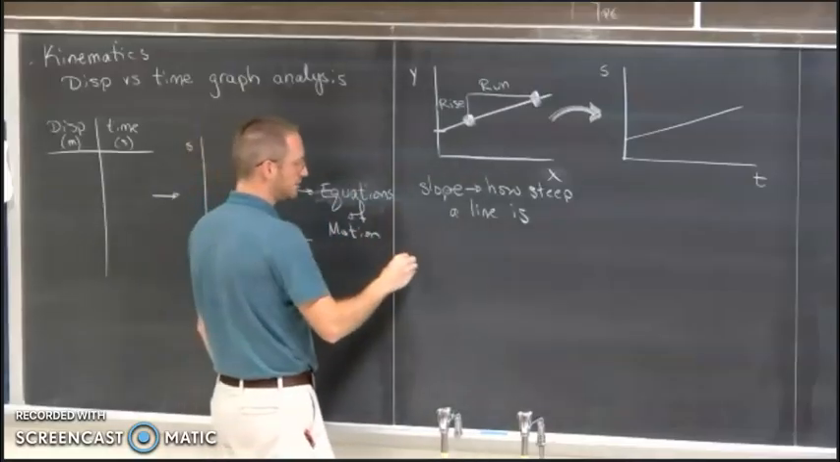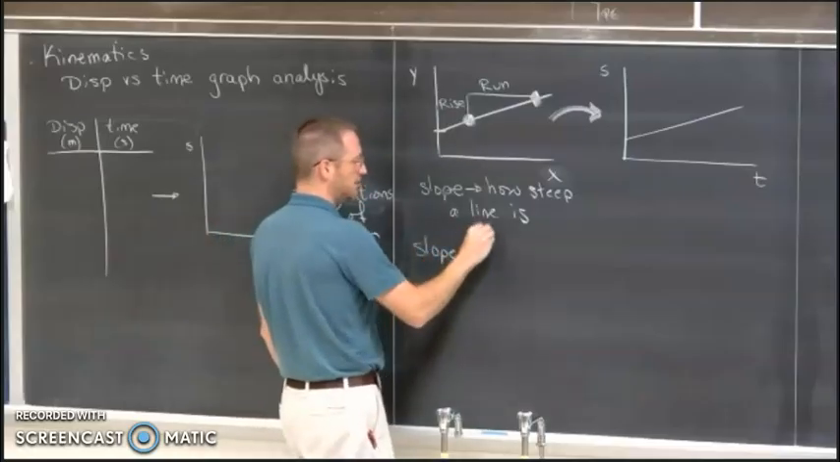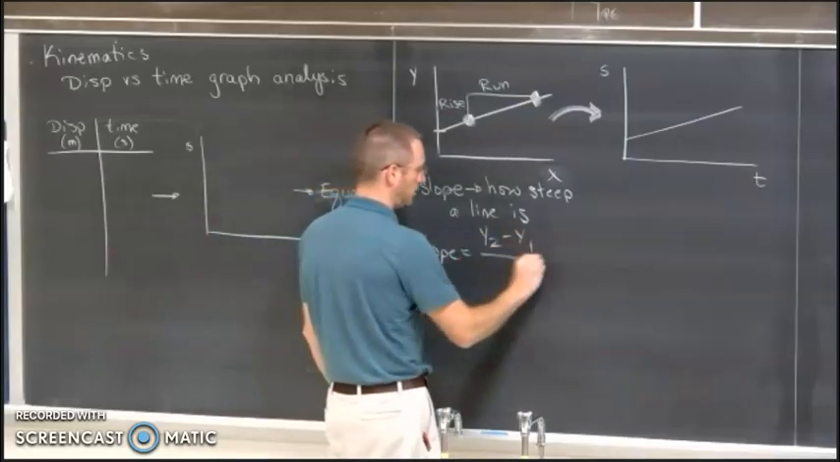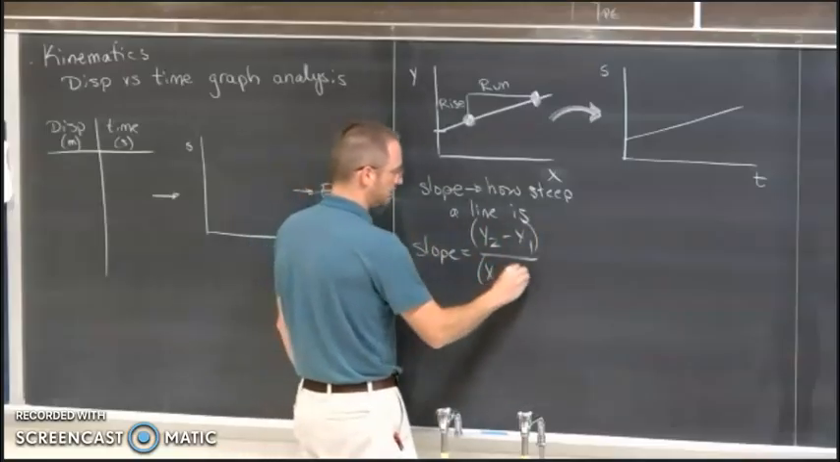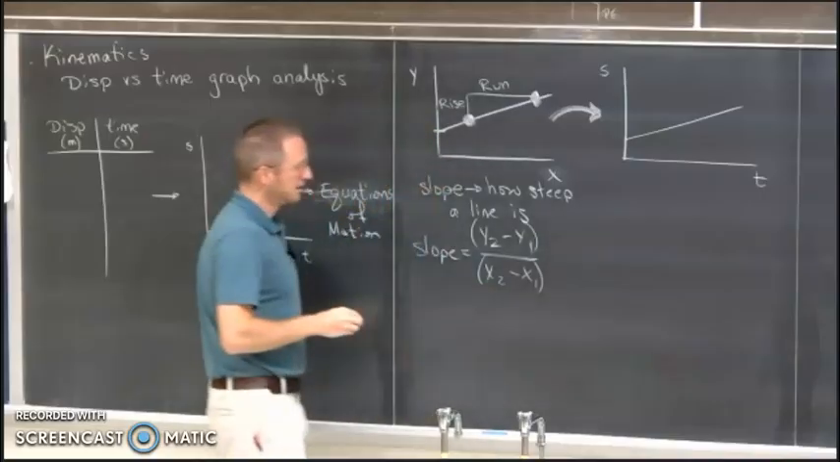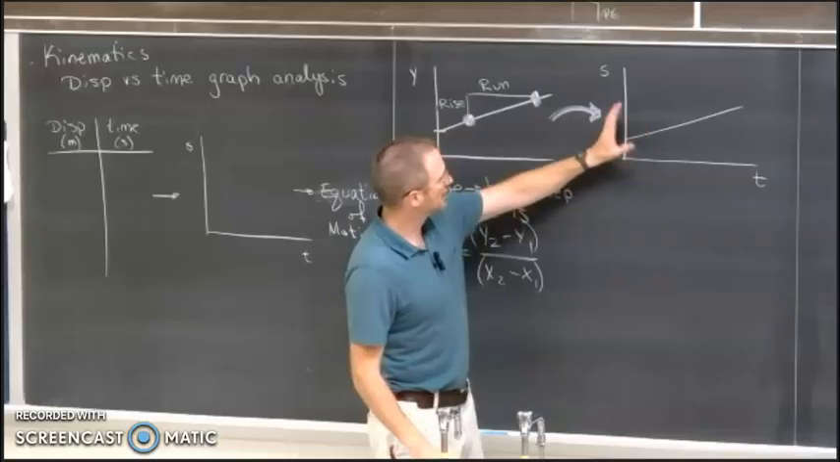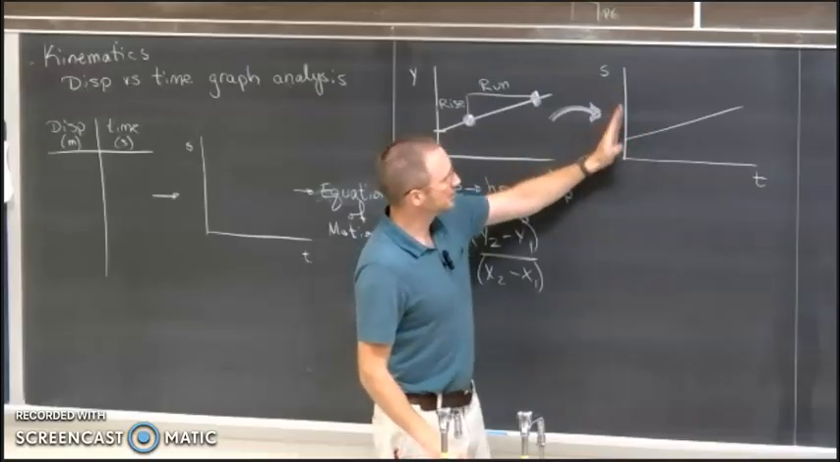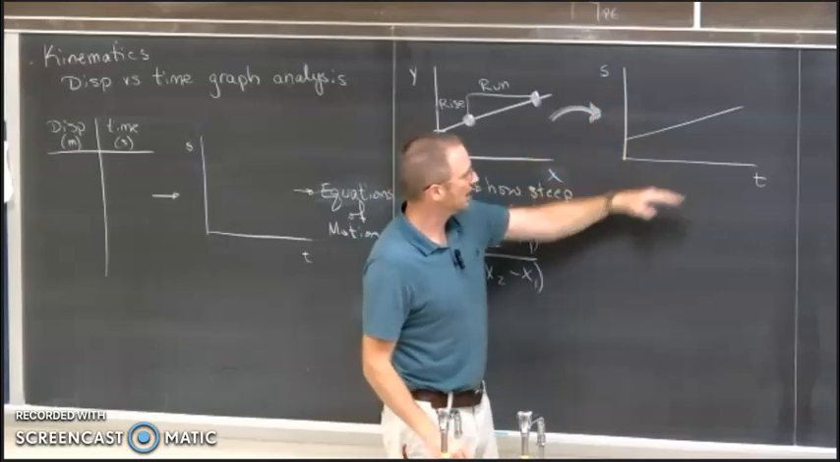And you calculate the slope using the formula (y2 minus y1), and you've got to subtract first, so you need parentheses, over (x2 minus x1). And remember, in math class, we've got y and x, but over here, we're going to have displacement or velocity or acceleration, some other thing. We're going to start with displacement over time.